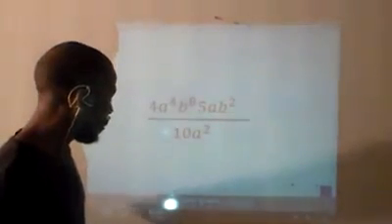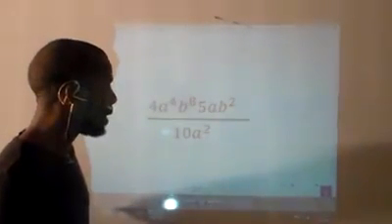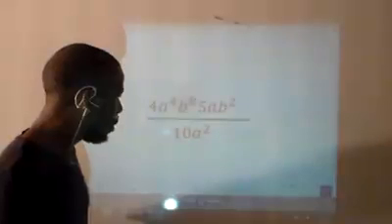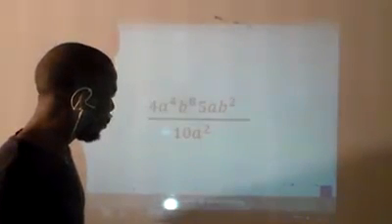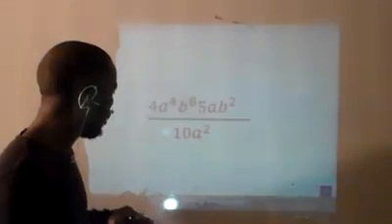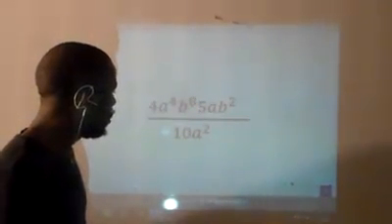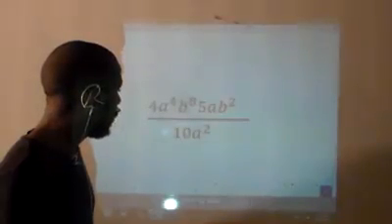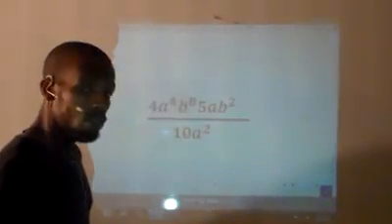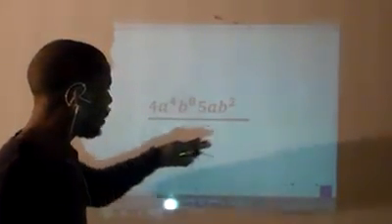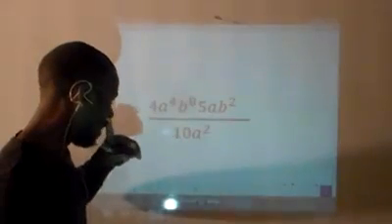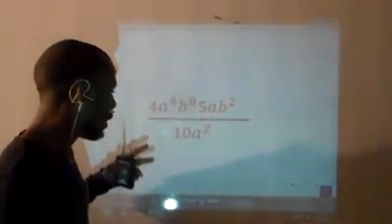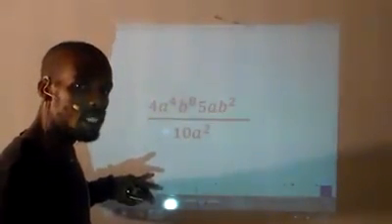So these are the basic and simple attacks that you have to take note of when it comes to simplifying fractions. Moving along, this is what we have. Now we have 4a to the power of 4, b to the power of 8, 5a, b to the power of 2, all over 10a to the power of 2. Now, from there we have to simplify. We have common things at the top. Number one, I want us to deal with the numerator before we deal with the denominator.